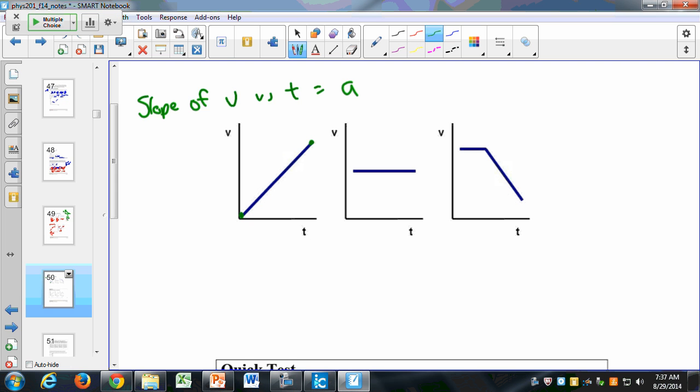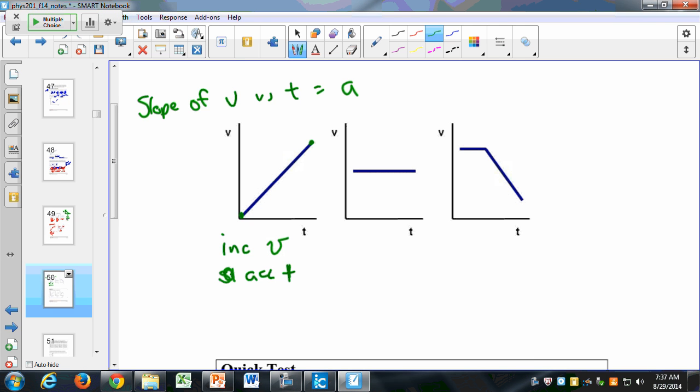What is the acceleration? Positive, negative, or zero? It's positive. Because the slope is positive, right? So the slope of a v versus t graph gives our acceleration. So here I have an increasing velocity, and my acceleration is positive.